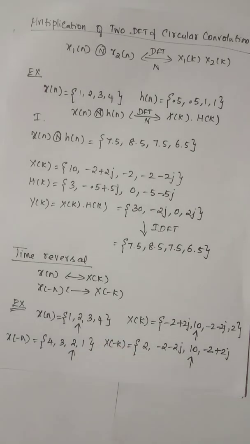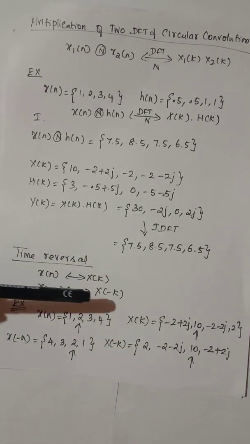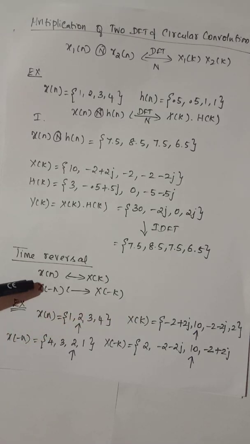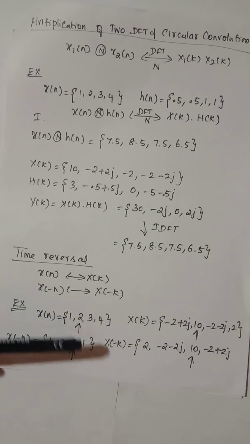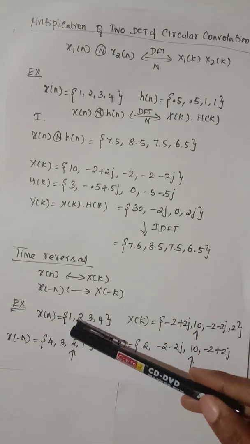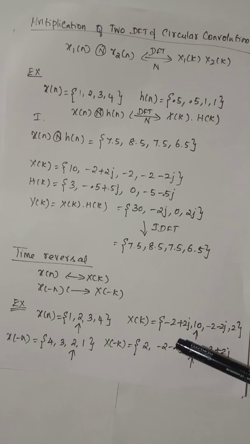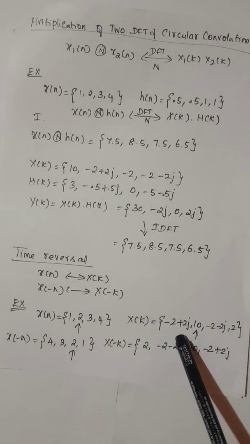The next one is the time reversal property. If the DFT of x of n is x of k, then x of minus n gives x of minus k. So we have proved these properties, right? Now we will see this example. x of n is 1, 2, 3, 4 and x of k for this sequence is minus 2 plus 2j, 10, minus 2 minus 2j, comma 2. We have solved this problem.